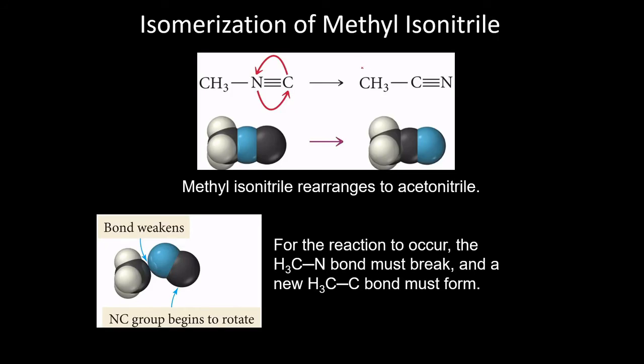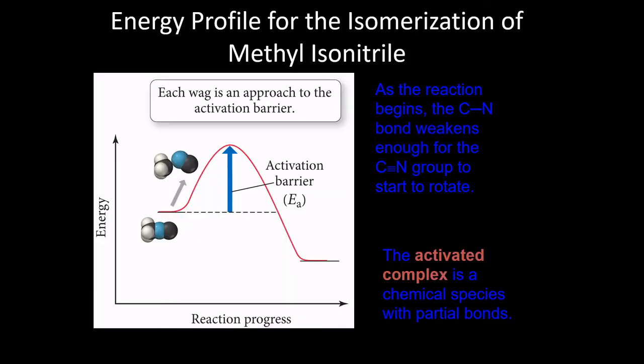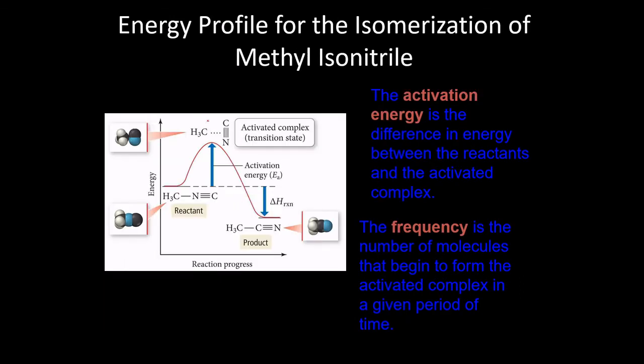So we have an example here of methyl isonitrile, and it is going to rearrange so that the nitrogen is not bonded to the methyl group, the carbon is bonded to the methyl group. And to do that, this section here essentially just starts to wiggle back and forth, back and forth, back and forth, until it has enough energy to make it up to the top of this activation barrier, where it is perpendicular to where the bond was before. So it used to be bonded right here, but now this group is perpendicular. That is the highest energy state.